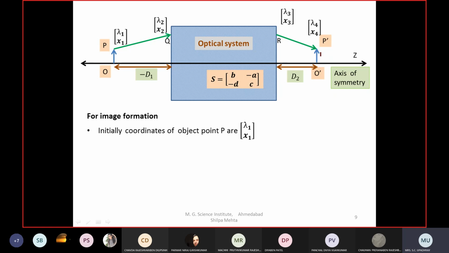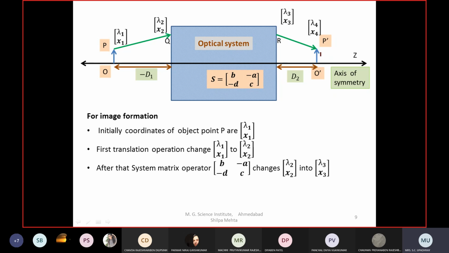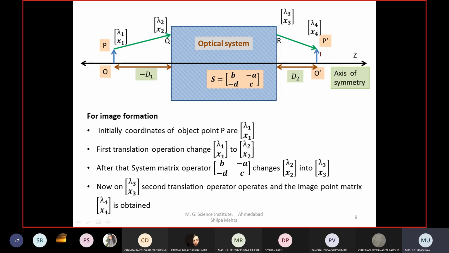So initially the coordinates are lambda 1 x1. On lambda 1 x1, the translation matrix operates and we get lambda 2 x2. On lambda 2 x2, the system matrix operates and we get lambda 3 x3. On lambda 3 x3, the second translation operator changes it to the last matrix, lambda 4 x4. Where lambda 1 x1 is the object matrix and lambda 4 x4 is the image matrix. And after a series of procedures, how many procedures? 3. 2 translation and 1 system matrix, we get the image.